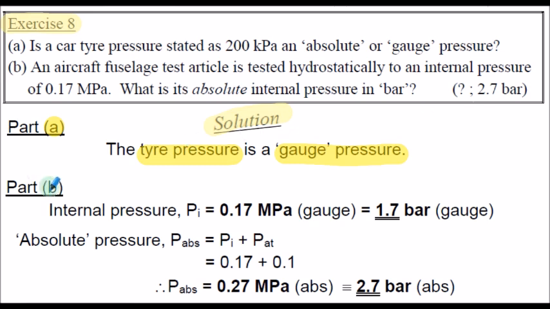Part B, related to the aircraft fuselage test pressure. The internal test pressure PI is 0.17 megapascals. That is a gauge pressure. That's equivalent to 1.7 bar gauge. So the absolute pressure, P-abs here, is the internal test pressure added to the atmospheric pressure. So the internal test pressure is 0.17 megapascals added to the atmospheric pressure of 1 bar or 0.1 megapascals. So the total absolute pressure is 0.27 megapascals, which is equivalent to 2.7 bar.